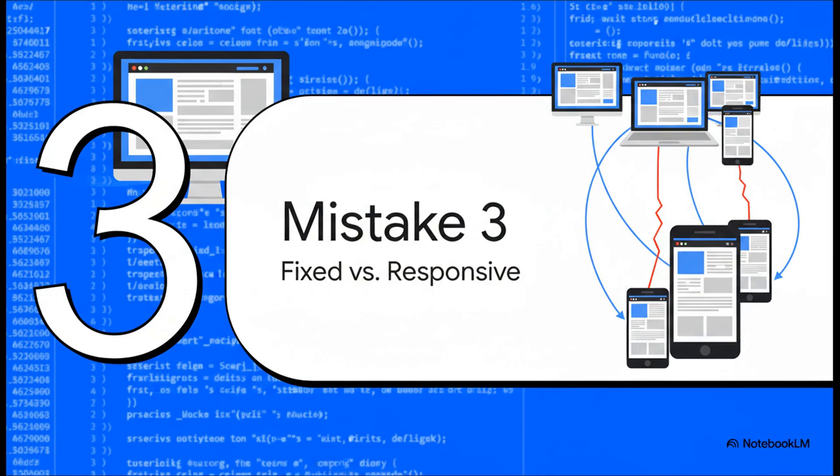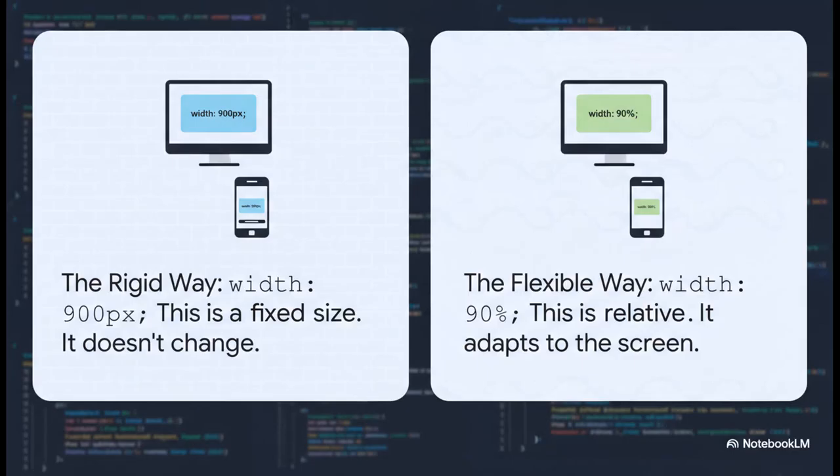And this one is huge, especially today when everyone has a different size screen. It's when you build something that looks absolutely perfect on your big desktop monitor, but then you look at it on a phone, and it's a complete disaster. And this slide just shows you the problem perfectly. On the left, when you say width 900 pixels, you're basically yelling at the browser, this box is 900 pixels wide and I don't care what you say.